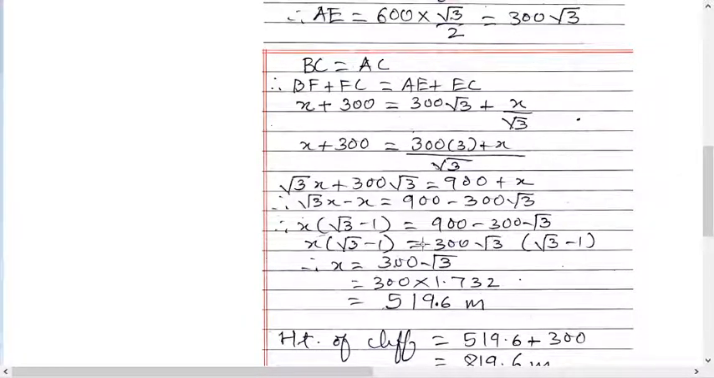So what happens? Why have I done this? Because what happens? See this. Root 3 is getting cancelled. That's why I have taken this common. So 900 can be written as what? 300 into 3. Right? And that 3 can be written as what? Root 3 into root 3. So 300 into.